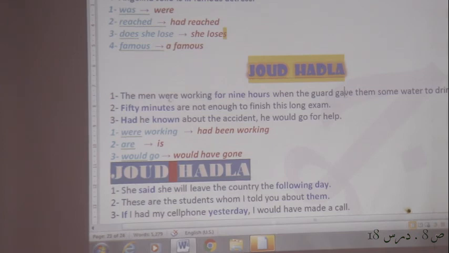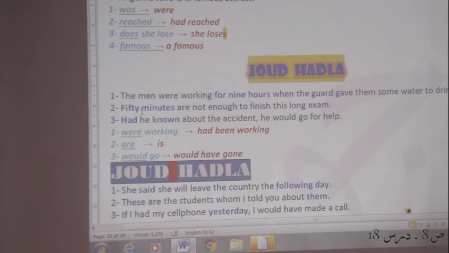And here the past continuous is correct, because we are talking about an action which was in progress when another action happened, and this action is in the past simple. Okay, that's right, but pay attention to this duration of time, to this length of time, to this period of time. So here it is used in the past perfect continuous. In this case, the men had been working for 9 hours when the guard gave them some water to drink.